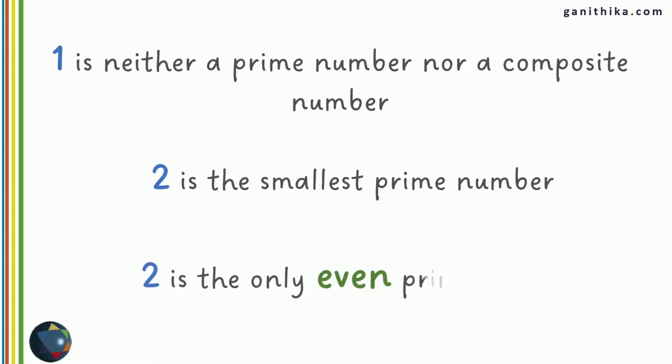Also, 2 is the only even prime number. Isn't it interesting? Any other even number will be divisible by 2. Therefore, no other even number can be a prime number. Therefore, 2 is the only even prime number, an even number as well as a prime number, which is also the smallest prime number. So 2 has a lot of speciality when it comes to prime numbers.